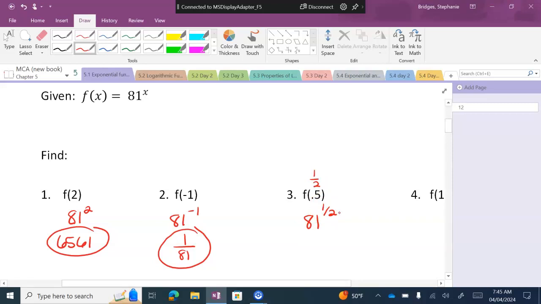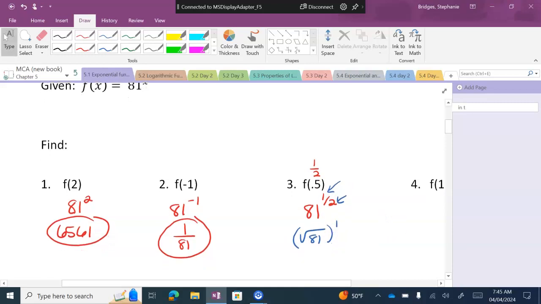And this is something that we have done before. We might not remember the fractional exponents. That bottom number is the root that we're going to take, if you remember that. So we're going to take what root of 81? It's the square root, yep. And then we're going to raise it to the top power, which would be 1, and the square root of 81 is 9, and 9 to the first power is just 9.